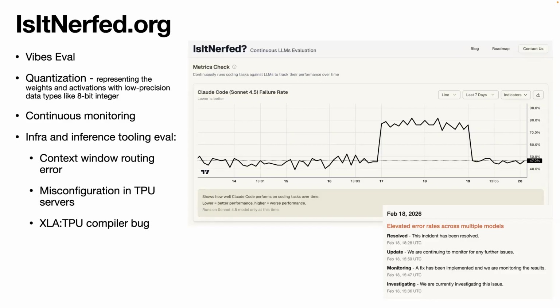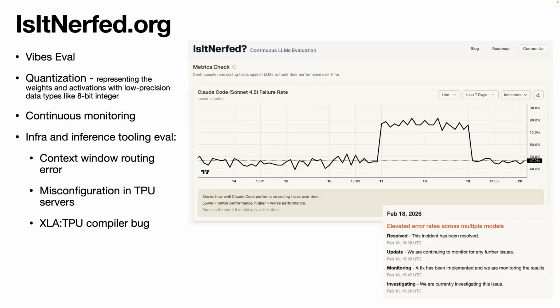We are continuously running evaluations against, in this particular case, Claude Anthropic models. And it turns out, indeed, there are periods when the numbers we are getting back from our evaluations are different. For example, the day before yesterday, there was an incident on the Anthropic side, and as you can see, the failure rate for these models was much higher.